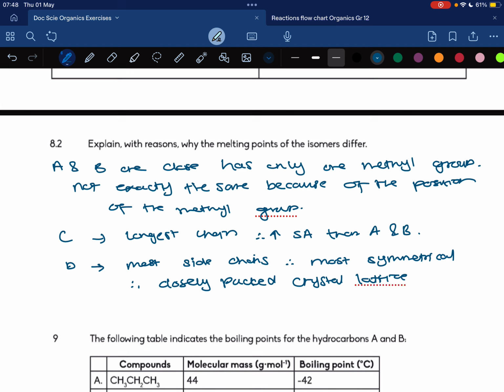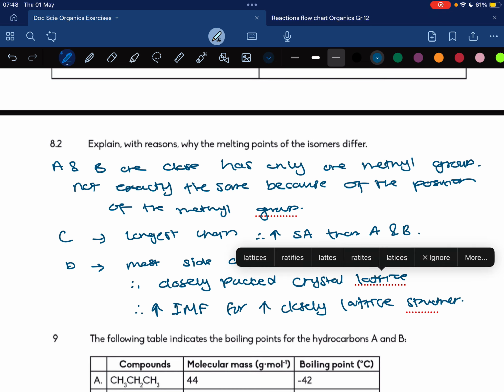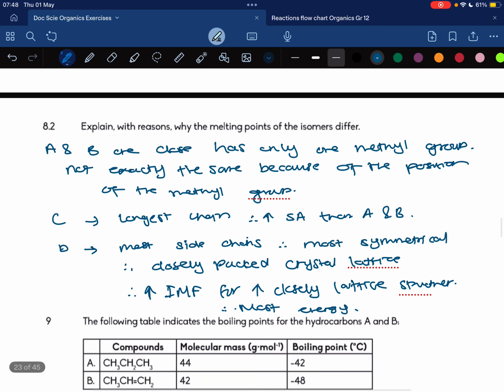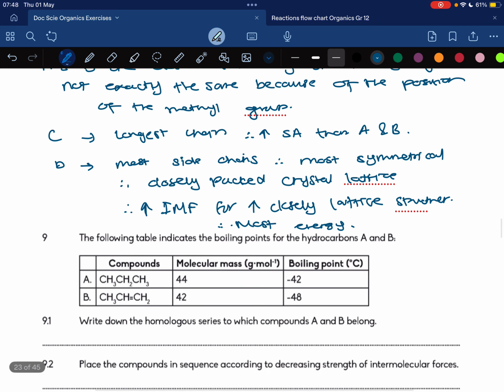Meaning that stronger IMF is needed to overcome the most symmetrical crystal structure. So more IMF, so stronger IMF for the more closely packed lattice structure. Okay, so remember, it's just slightly different when it comes to something that is closely packed like this, and we're referring particularly to melting point. So therefore it has the most energy needed to overcome. Okay, so that's quite an important thing to remember: there is a difference. You can't just treat melting point and boiling point as the same.